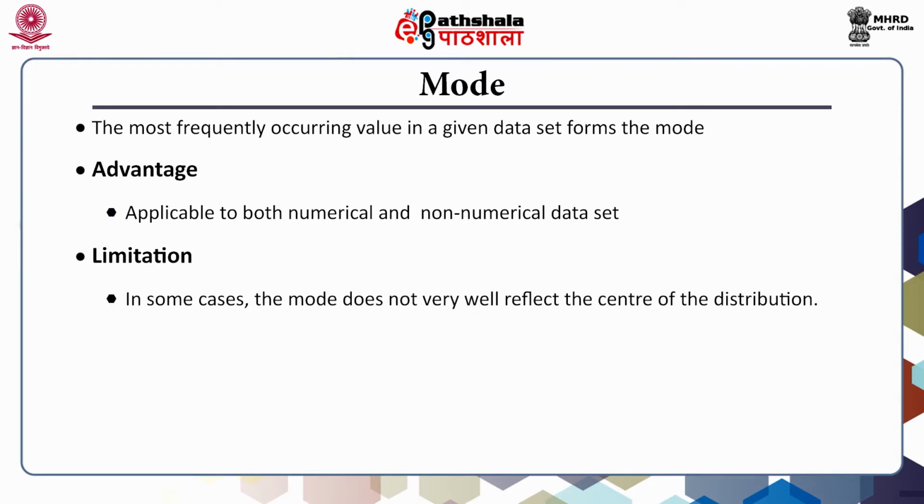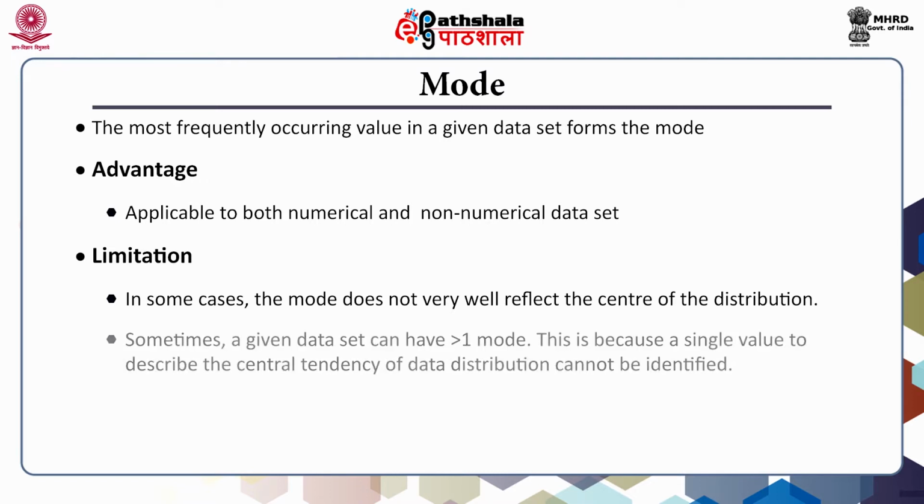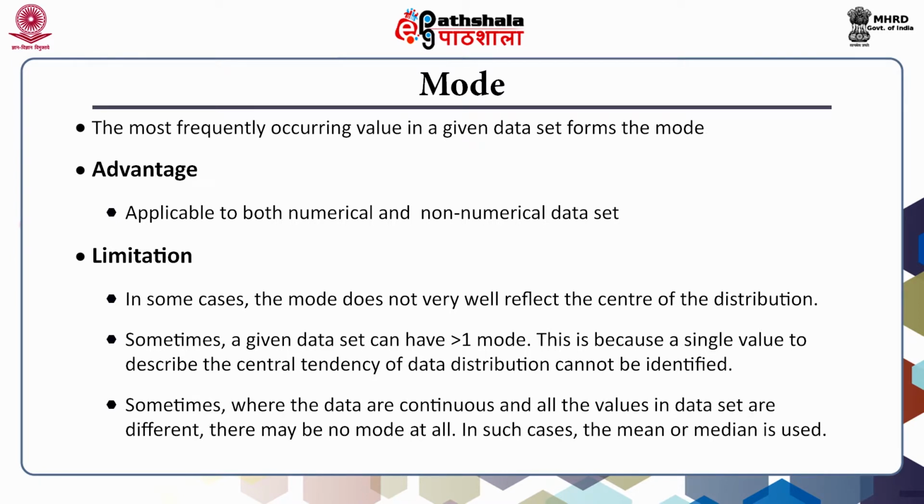In some cases, the mode does not very well reflect the center of the distribution. Sometimes a given data set can have more than one mode. This is because a single value to describe the central tendency of the data distribution cannot be identified. Sometimes, where the data are continuous and all the values in the data set are different, there may be no mode at all. In such cases, the mean or median is to be used as the measure of central tendency.